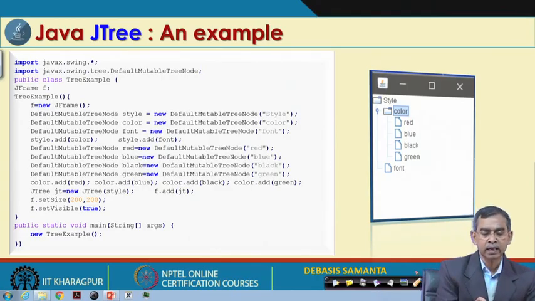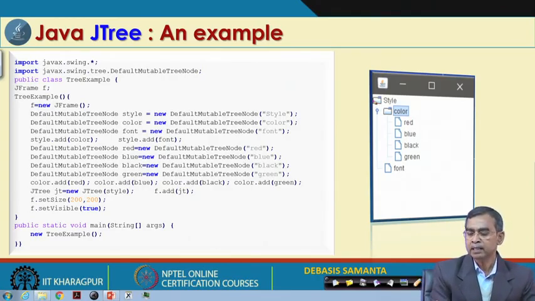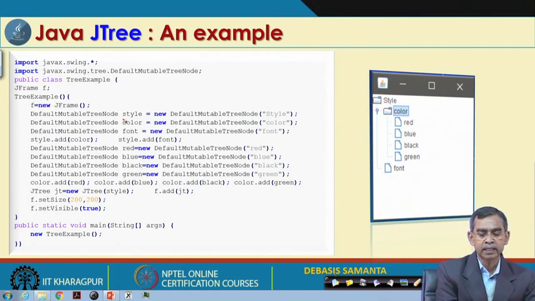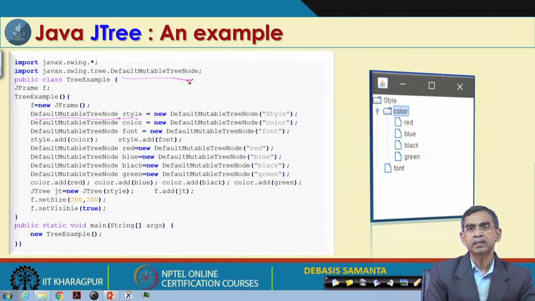As we see here, we declare the style as the one root. Under this root there are two nodes, and under these again there are sub nodes. Now, you see how we can create it. Style is a DefaultMutableTreeNode, which is a class declared in the Swing package.